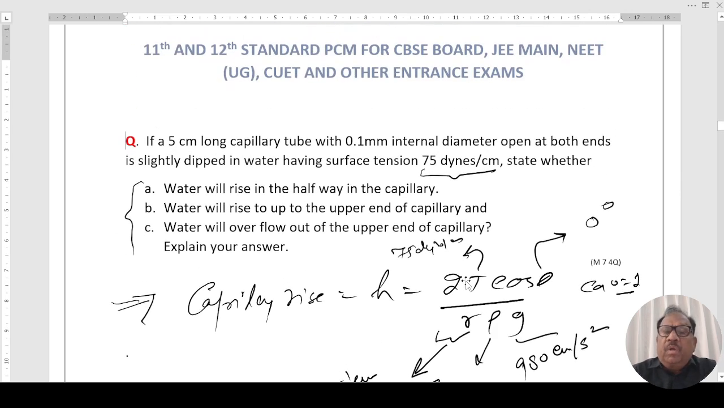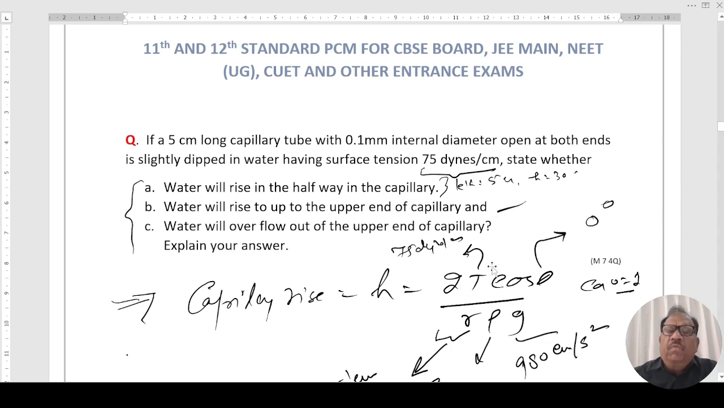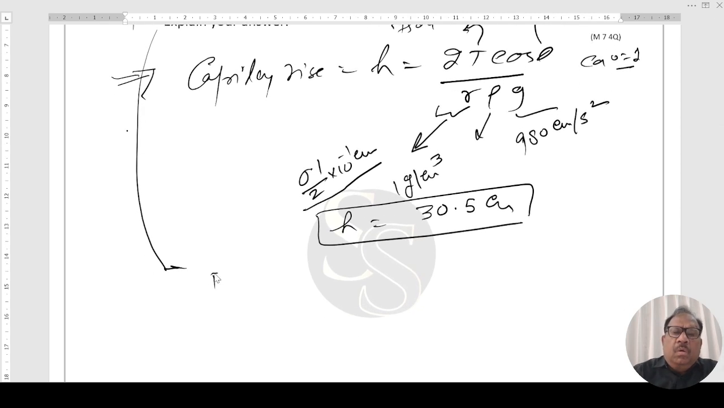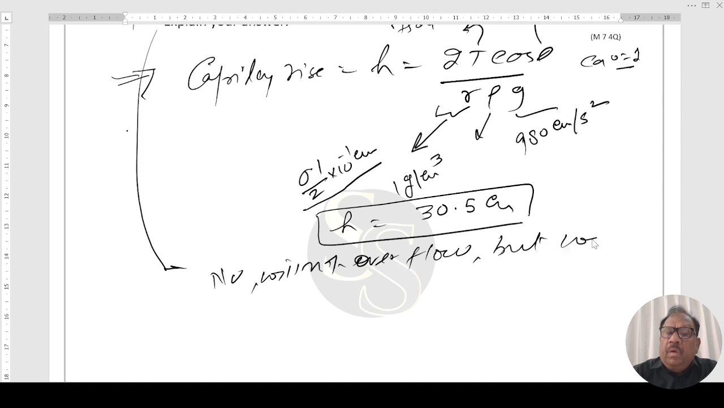Will it rise halfway in the capillary? No. Length of the capillary is given as 5 centimeter. Rise is 30.5, so it will not rise halfway, it will rise full. Will it rise up to the upper end of the capillary? Yes. Will it flow out of the upper end? No. It will not overflow, but will adjust.